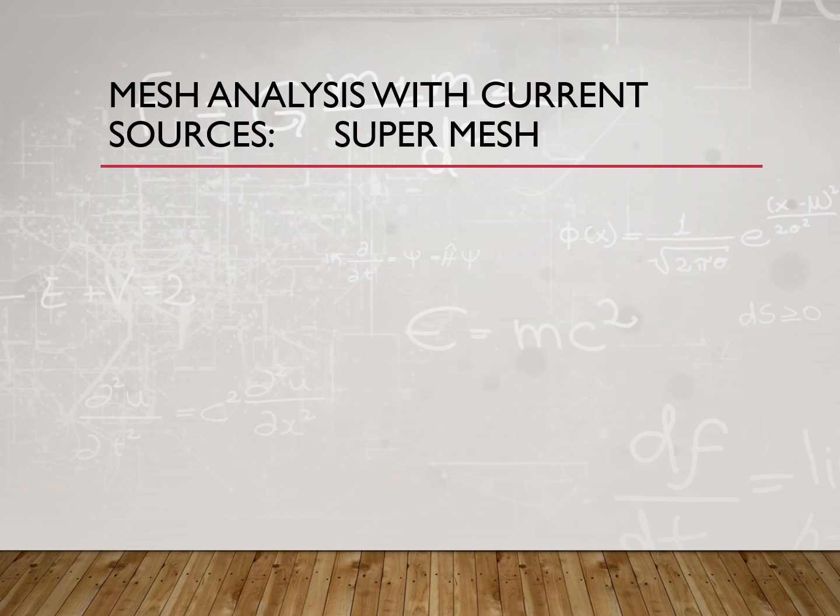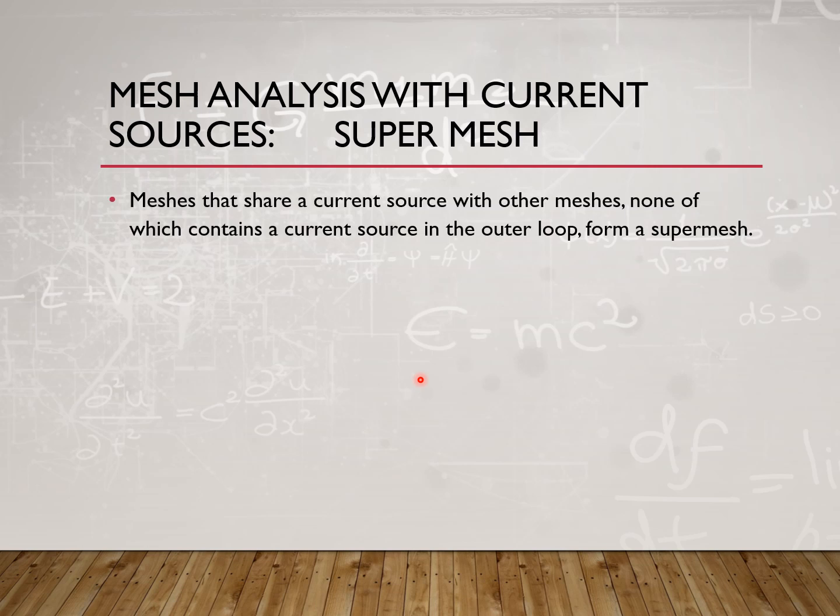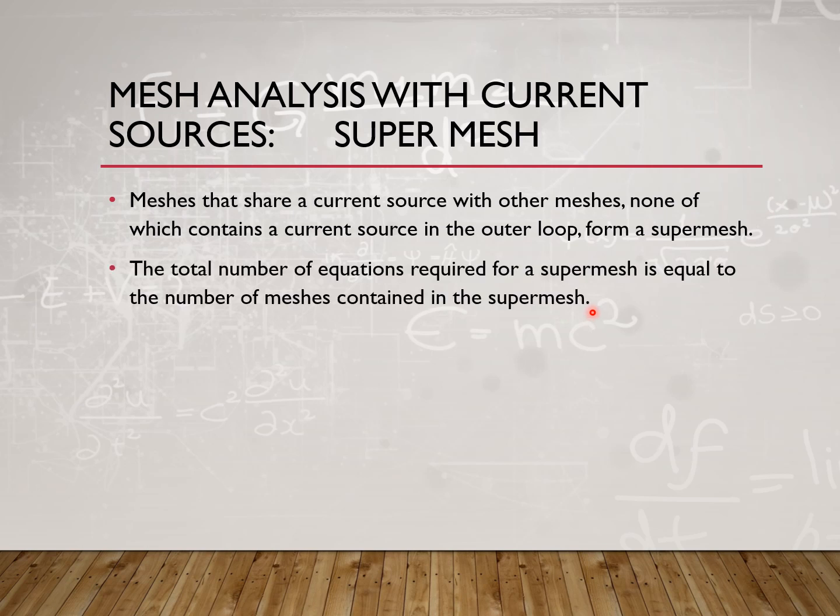Okay. The next case. So we discussed mesh analysis. Now the next case is mesh analysis with current sources. So when we are speaking about this case, what is a super mesh? Meshes that share a current source with other meshes, none of which contains a current source in the outer loop. This is a super mesh, which means that when we are having a current source in between two meshes, we call it a super mesh, right?